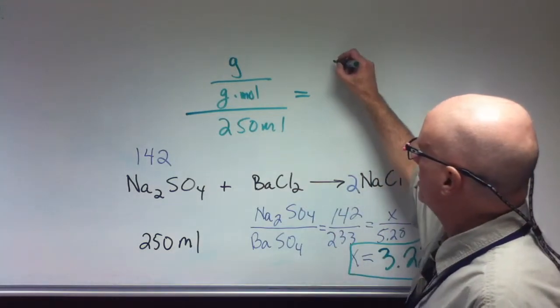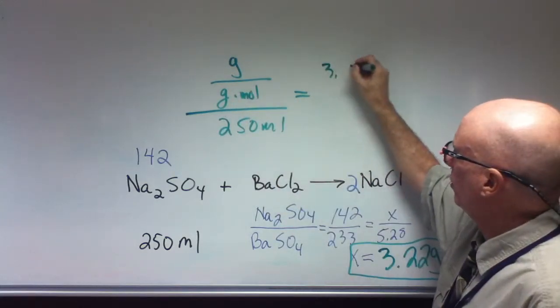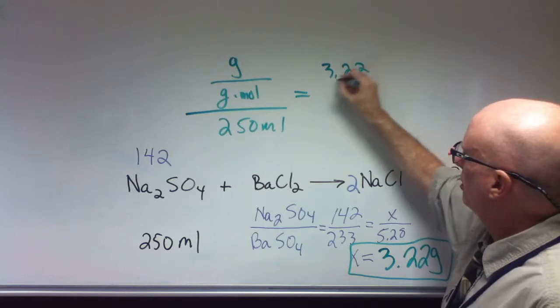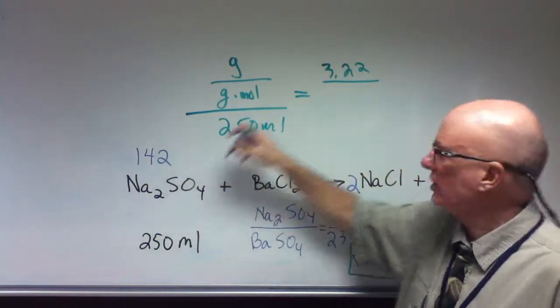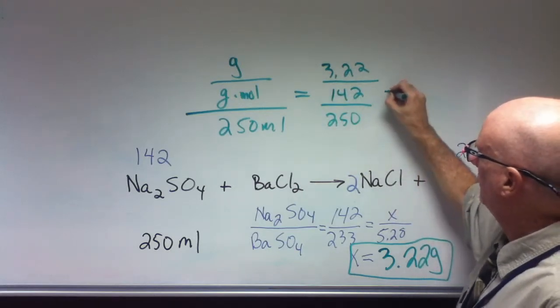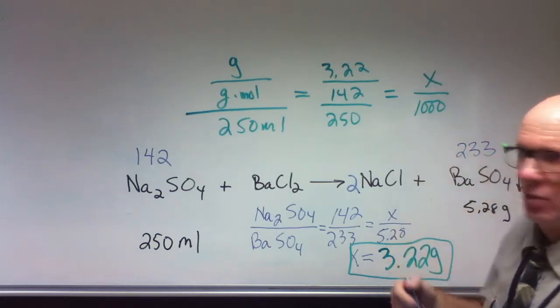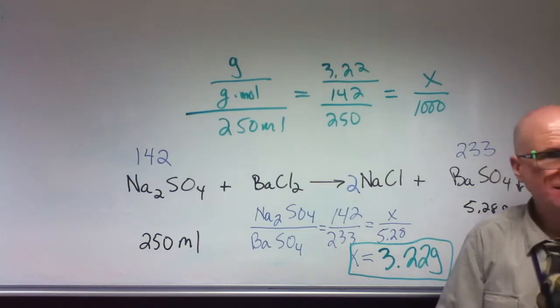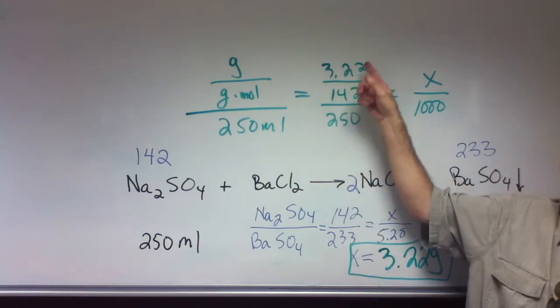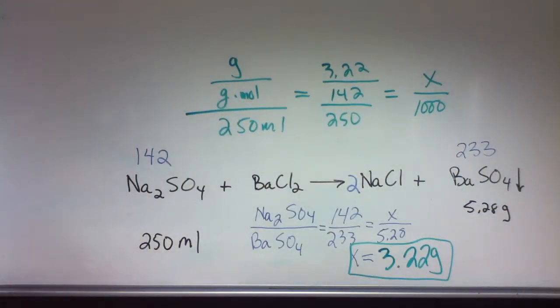Okay, so I want to divide this by 1 mole. So it's going to be 3.22 over 142 over 250 equals x over 1,000. What's x? What's 3.22 divided by 142? 0.22676. No, I just need 3 significant figures. So what is 3.22 divided by 142?